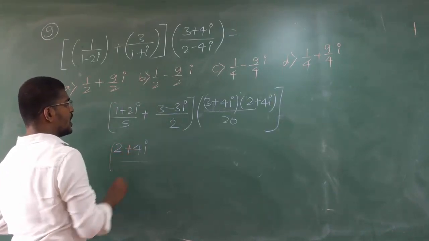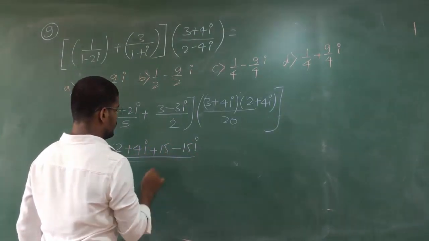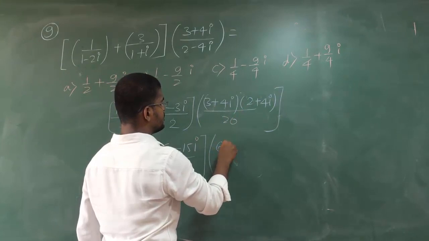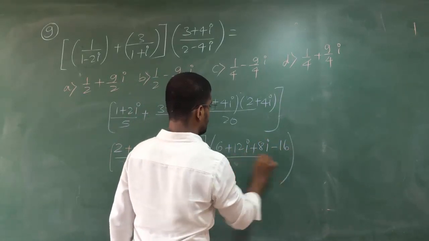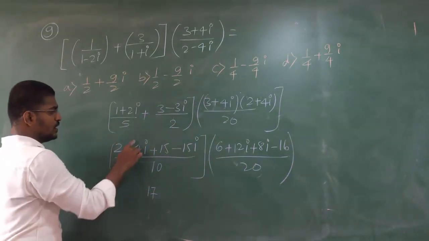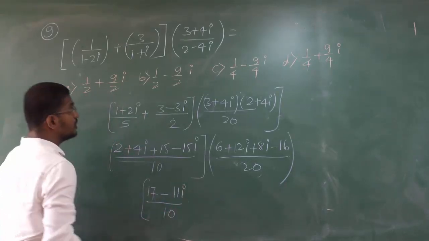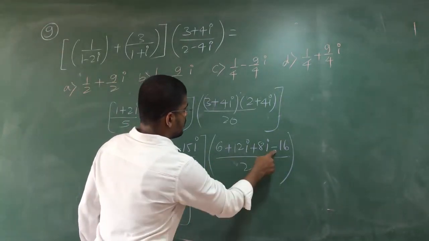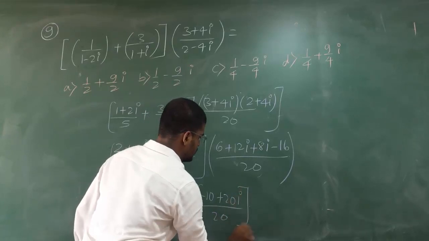2 plus 4i, this is (15 minus 15i) divided by 10, multiplied with (3 into 2), 6 plus 12i plus 8i minus 16, divided by 20. Now 2 plus 15, 17, this is minus 11i divided by 10. Next, minus 10 plus 20i divided by 20.